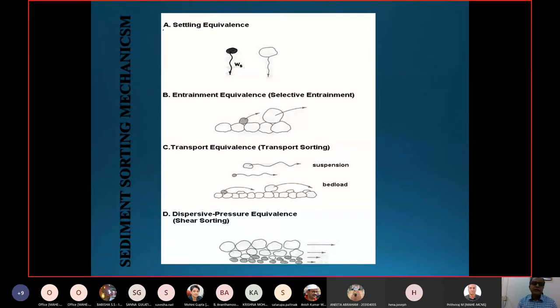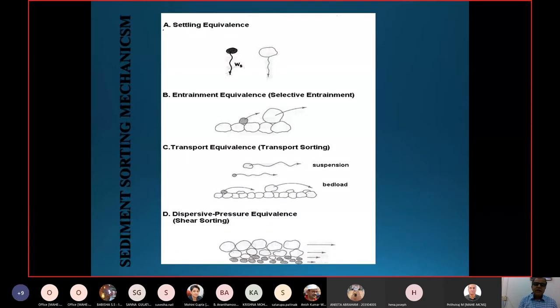These are all the sorting processes. Settling equivalence is when you have contrasting densities: a heavy mineral which is denser with very fine grain, and another which is bigger and lighter, but the two have different settling velocities. That makes a difference in sorting. Then there is entrainment equivalence: when waves act on the sediments of both minerals, the less dense lighter minerals move much faster, and the denser ones stay back.